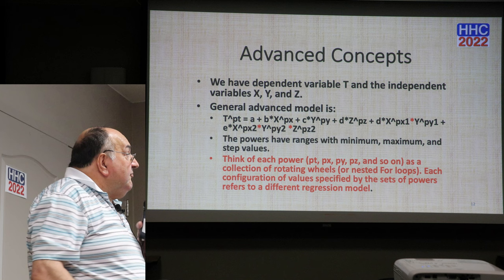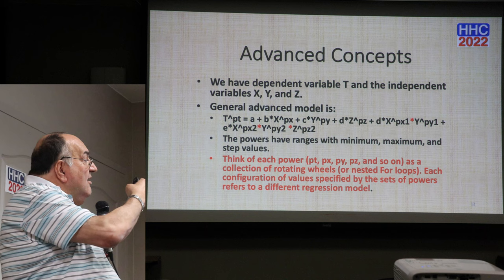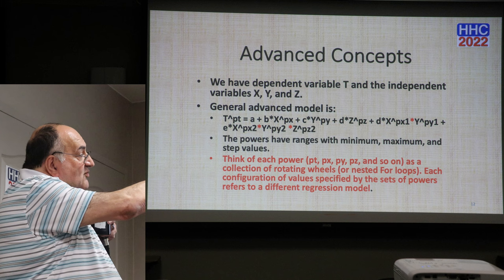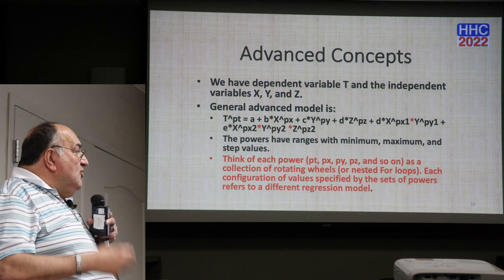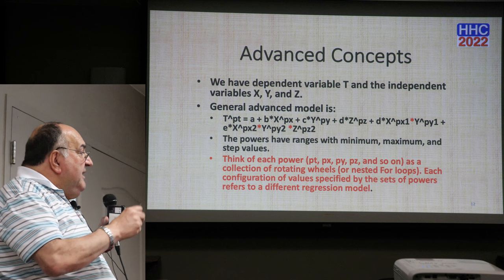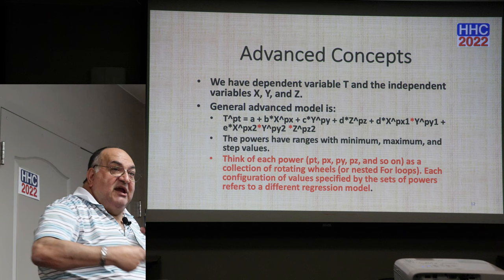A more advanced concept is you have the dependent variable t with independent variables x, y, and z. And again, we have terms with single variables, then a term with the x and y two-variable cross product, and the last cross product is the term with x, y, and z. So it can become more complex. So you think of each power from pt, px, py, and so on, as a collection of rotating wheels or nested for loops. And with each configuration of these values, you're dealing with a different regression model.